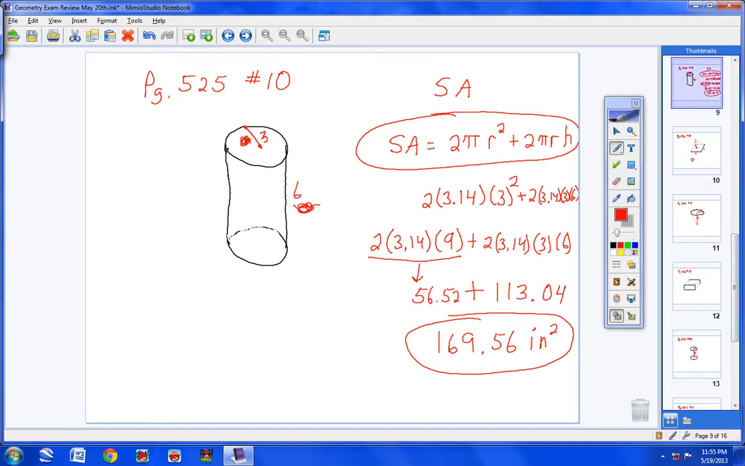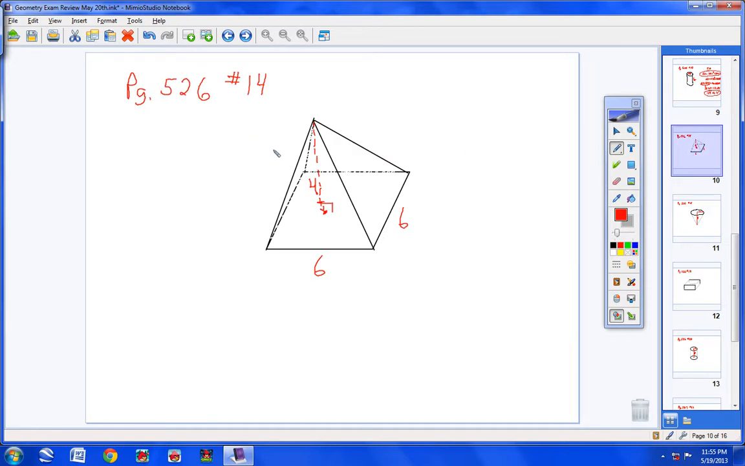All right, let's go ahead and take a look at this next problem, page 526, number 14.